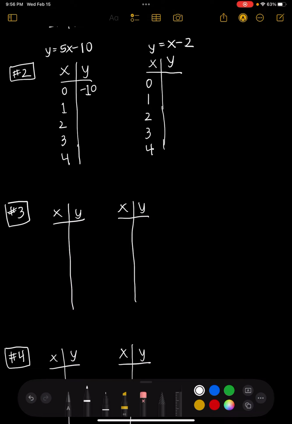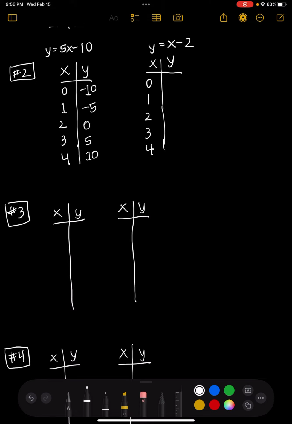When you replace the x, you want to put the number in parentheses. Now when I replace it with 1, I would have 5 minus 10, which gives me negative 5. When I replace it with 2, I'd get 0. With 3, I'd get 5, and then with 4, I'd get 10. And then we're going to do it to the second table.